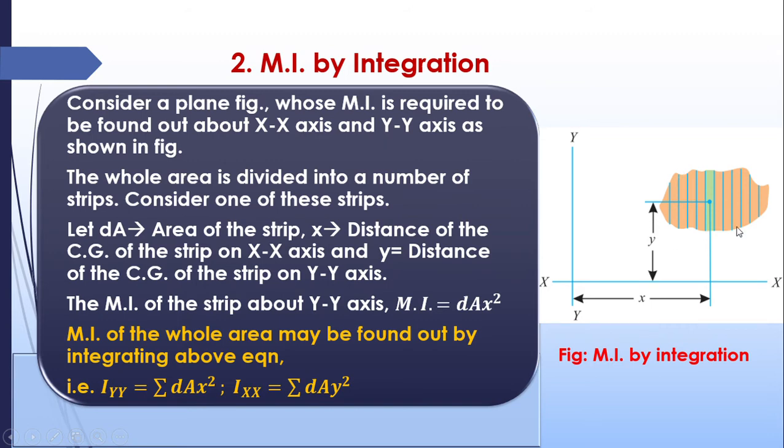So we divide the figure into a number of parts. We find the moment of inertia of a simple small section of that figure, and then we integrate this equation from one end to the other to find the moment of inertia. This is the method by integration. Here in this figure, we have divided the figure into a number of small strips.